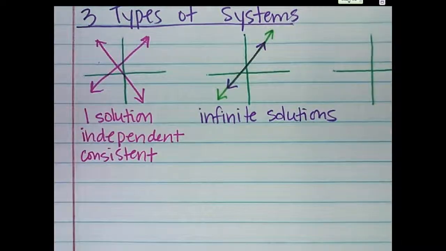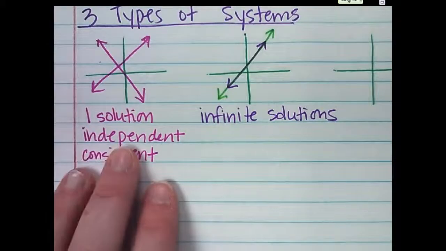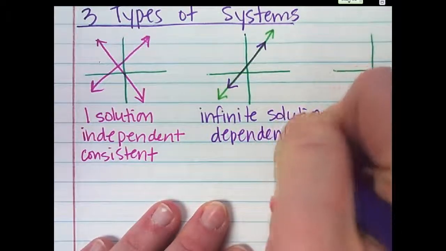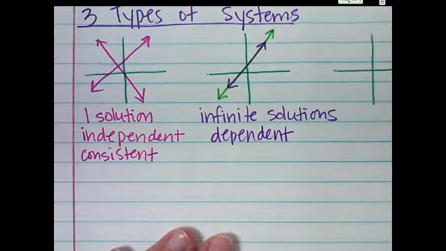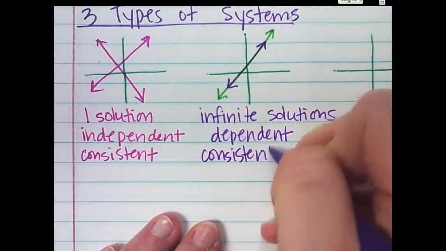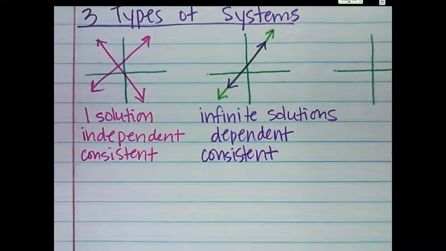Infinite solutions. And instead of independent, we say dependent. But also still consistent. Because there are solutions to the system of equations, there's just a lot of them. So dependent and consistent.